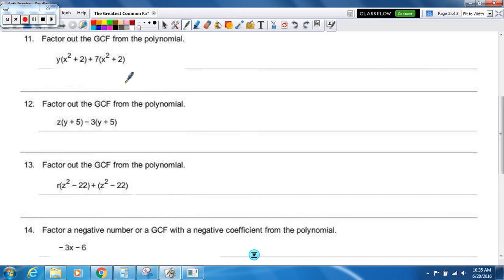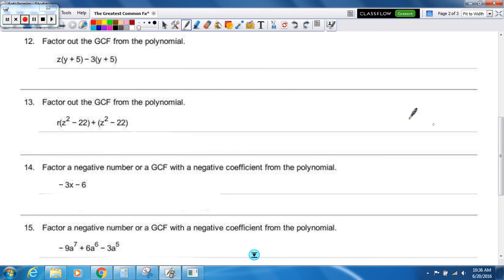The next one is where parentheses are involved and you're taking the GCF out. The first thing you want to do is just like what we did before, what they have in common. Well, they have an x squared plus 2 in common, and then whatever they don't have in common, in other words, whatever's outside of the parentheses, that comes next. So y plus 7. So I've got x squared plus 2 times the quantity y plus 7.